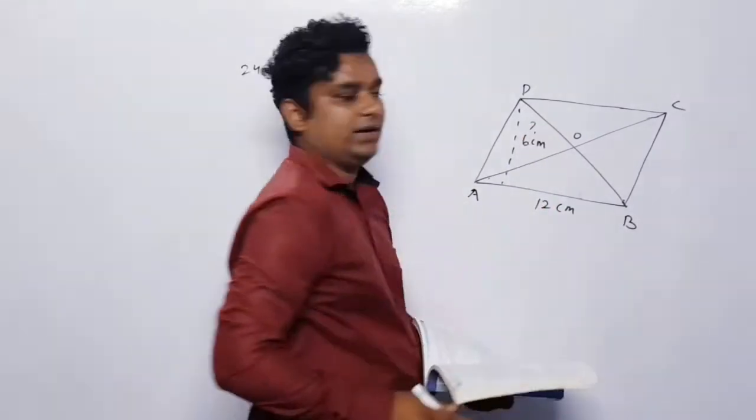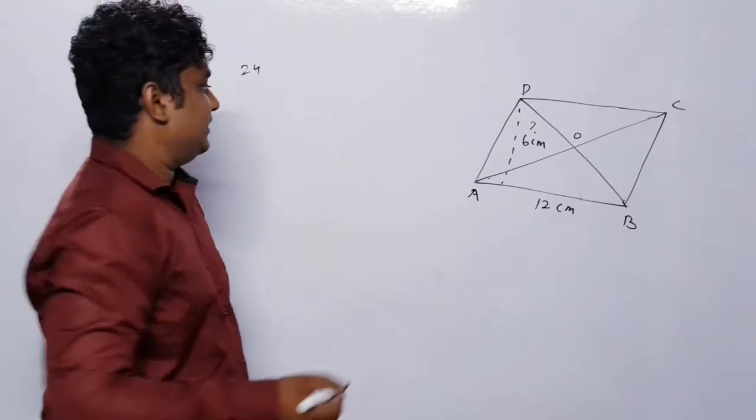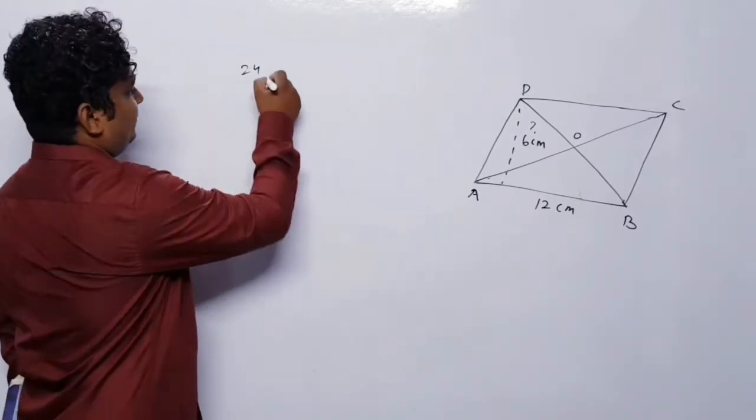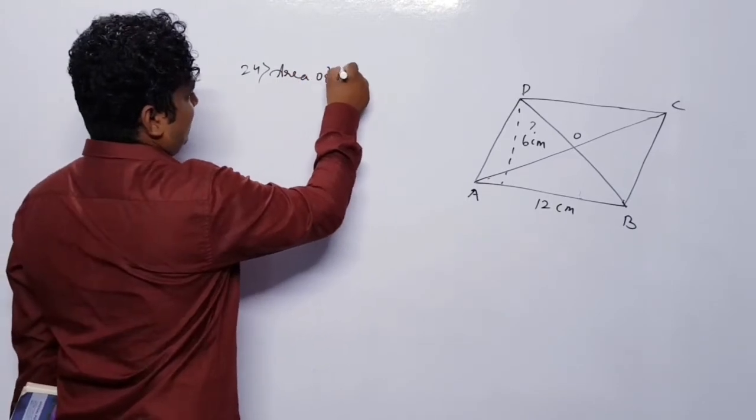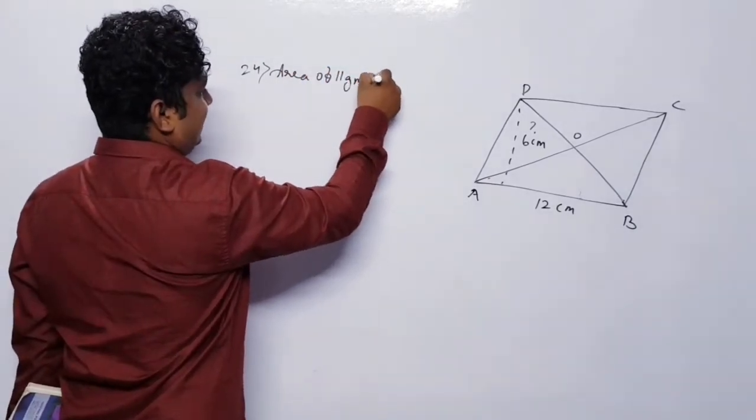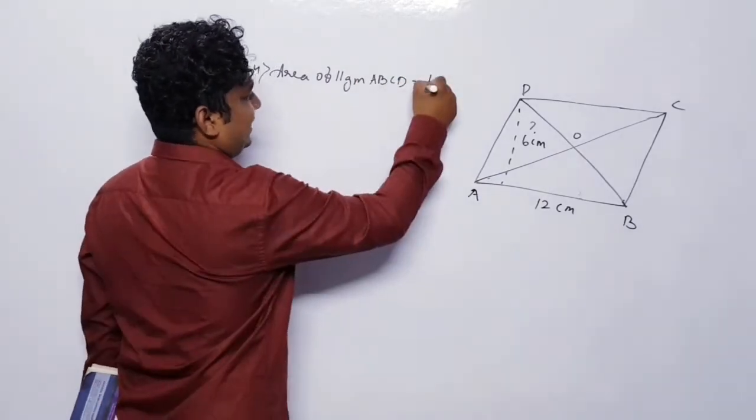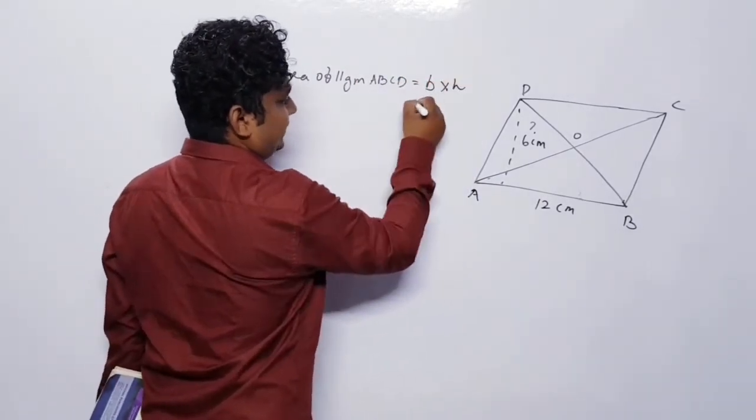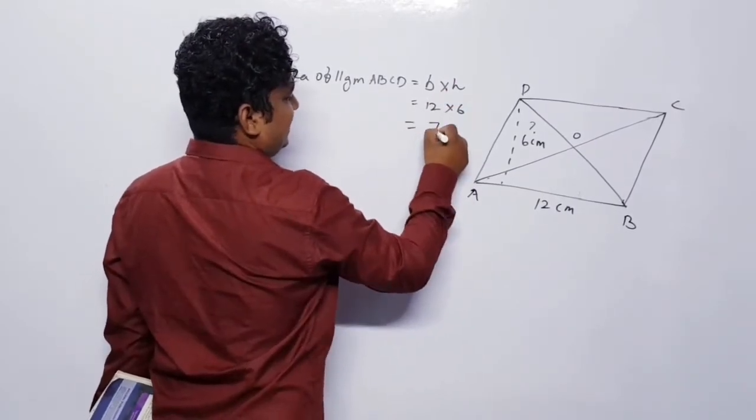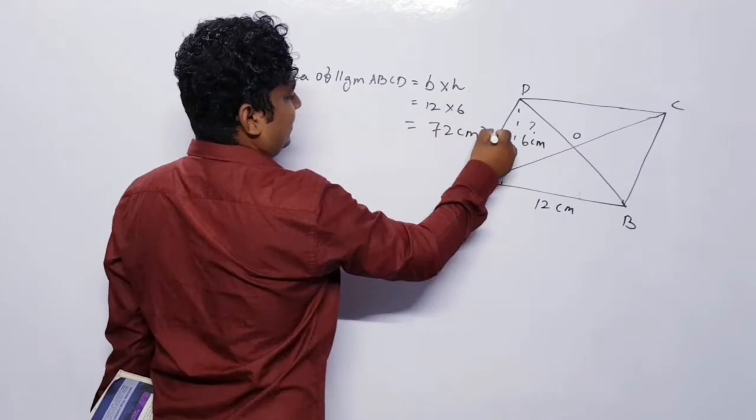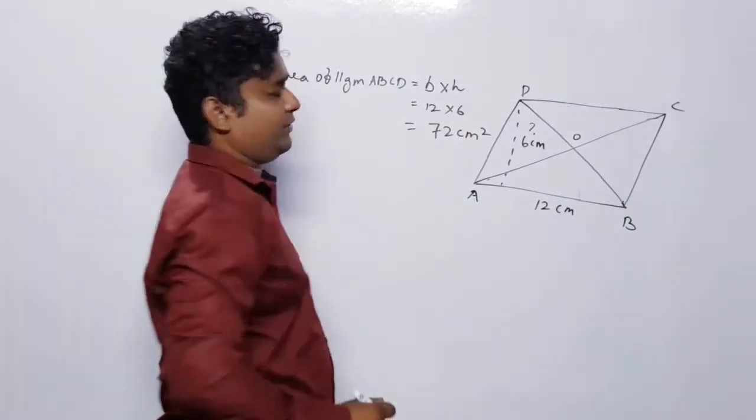So first of all, in order to find that, what we have to do? We have to find the area of parallelogram ABCD. That is equal to how much? Directly doing base into height. So what is base? Base is equal to 12, height equal to 6, so 72 centimeter square. This is the area of the parallelogram.